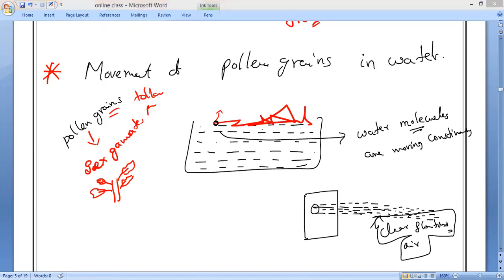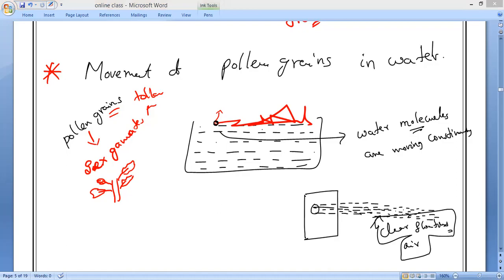This shows the second conclusion. What is the second conclusion? Particles of matter are constantly moving. That is what we are showing using this experiment. Now this random motion of the particles is called what? What is that motion called, guys? Brownian motion. Okay, so that is what you have to remember.